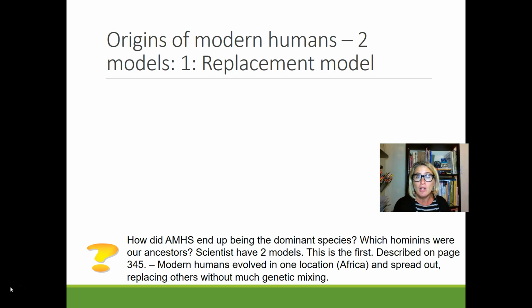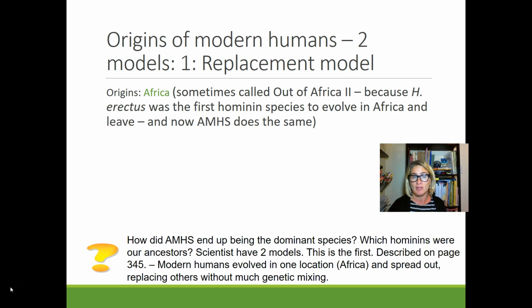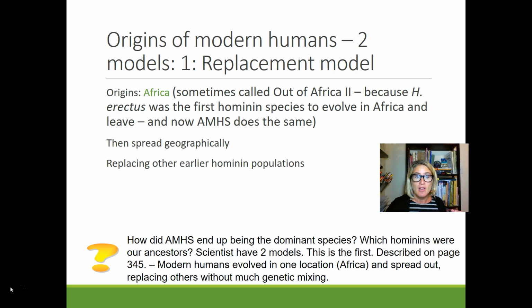This is the first model. It's called the replacement model. And in this model, we see that we have modern humans evolving in one location, Africa, spreading out and replacing the other hominins without much genetic mixing. So again, this model, the replacement model, is sometimes called out of Africa two, because the original movement out of Africa was Homo erectus. So here we have out of Africa coming these anatomically modern Homo sapiens, spreading geographically and replacing any other hominin populations they encounter, and with very little to no admixture.